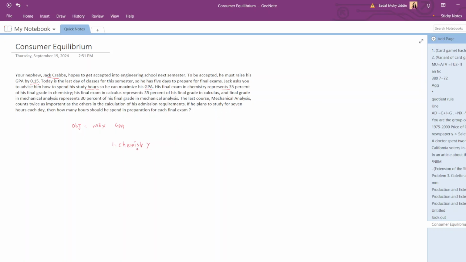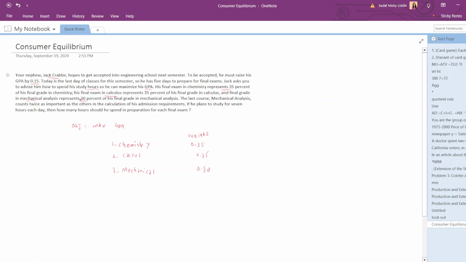So the first piece of information here is chemistry as the first subject, which represents 35% of his final grade. So it's 35, or 0.35. The weightage of chemistry in the final exam is 0.35. And then we have calculus. Calculus also represents 35% weightage in this exam, which is 0.35. And lastly, we have mechanical analysis that represents 30%. Write down mechanical analysis over here, and its weightage is 0.30.